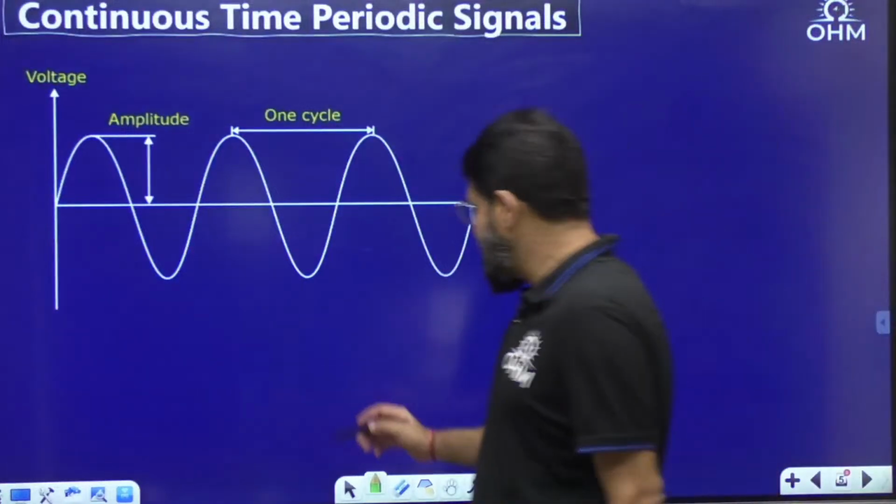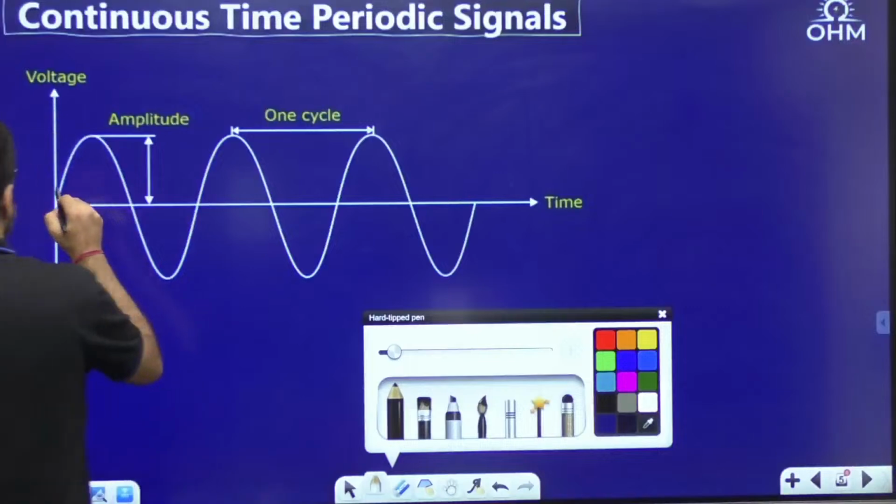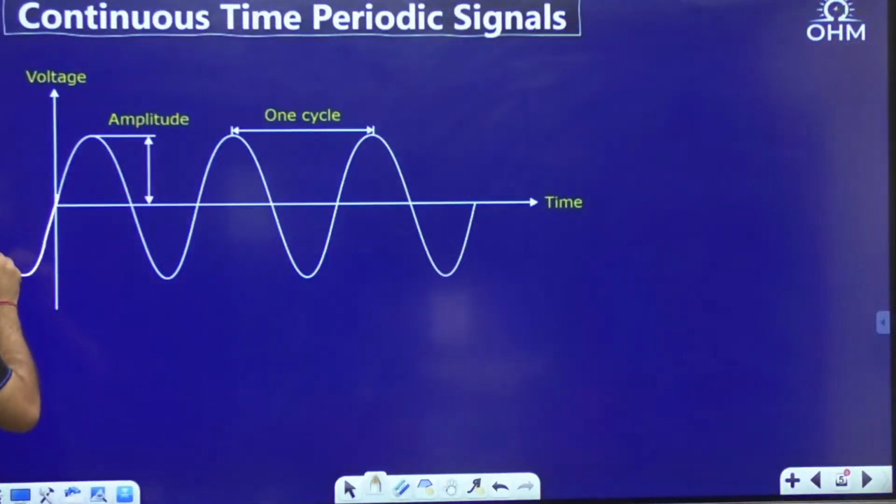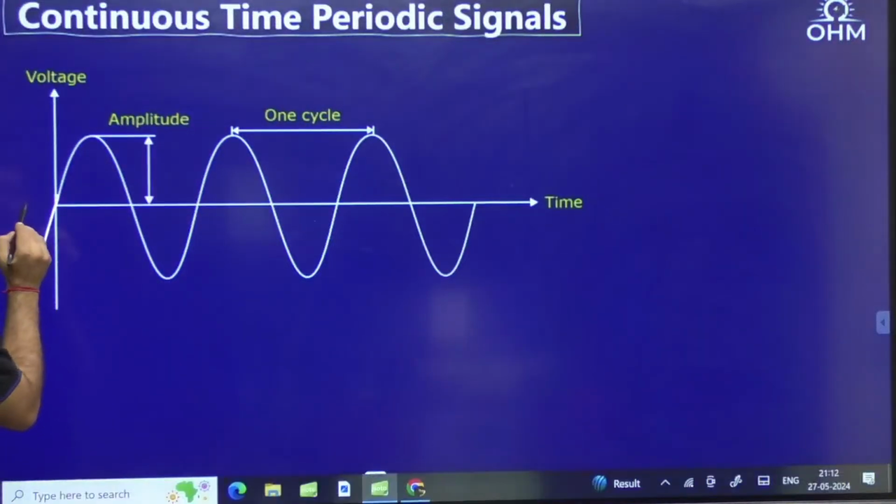Now here you see an example. Let me make a correction: it's a sinusoidal wave, but to be taken from minus infinity to plus infinity.